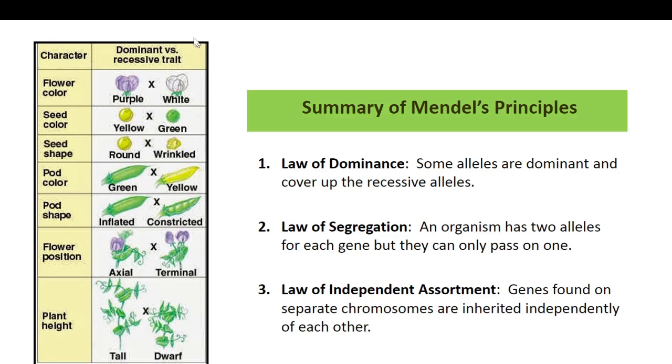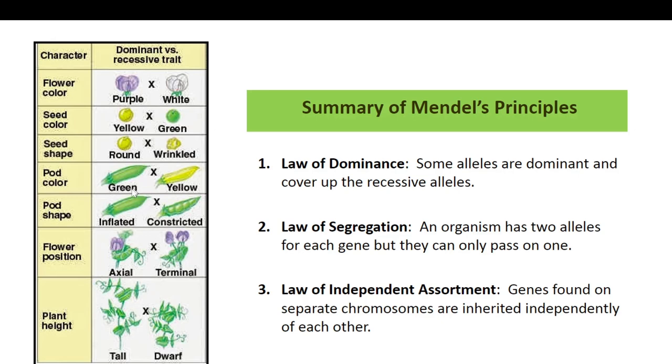That's why I have given a table where you will know the dominant and recessive phenotypes of the pea plants. For flower color, the dominant phenotype is purple and the recessive is white. Seed color: dominant is yellow, recessive is green. Seed shape: dominant is round, whereas recessive is wrinkled. Pod color: dominant is green, whereas recessive is yellow.